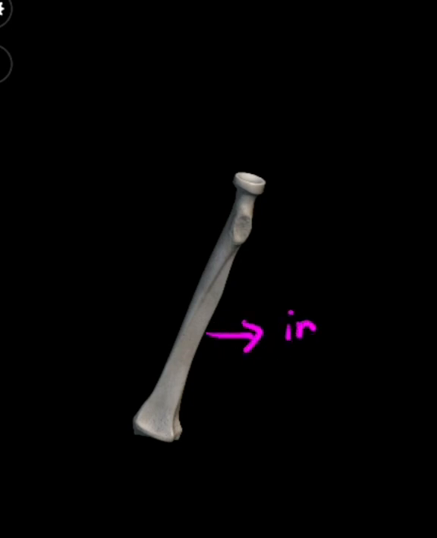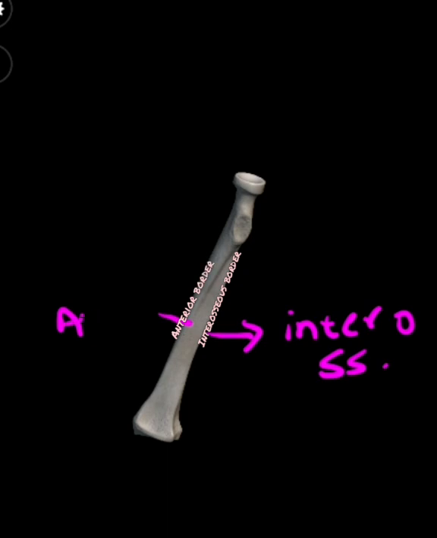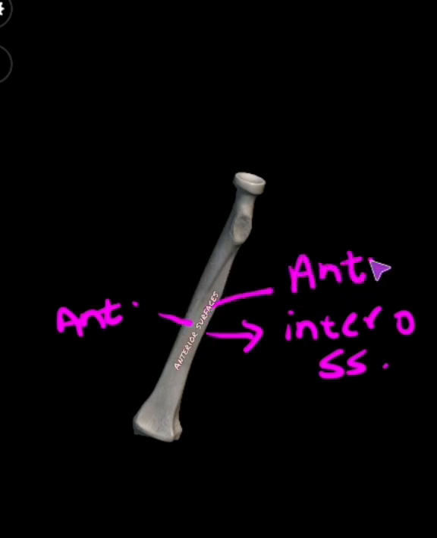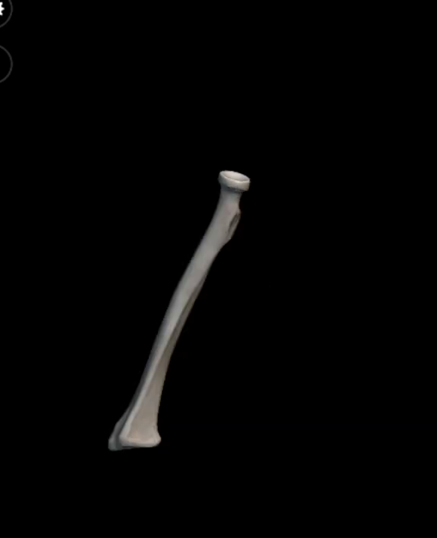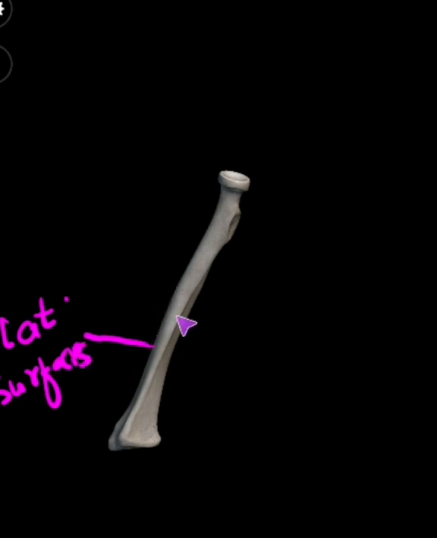You can see over here, this is the interosseous border, and this is the anterior border. This is the anterior surface. This is the lateral surface. So this is the anterior border, this is the anterior surface, and this is the interosseous border.